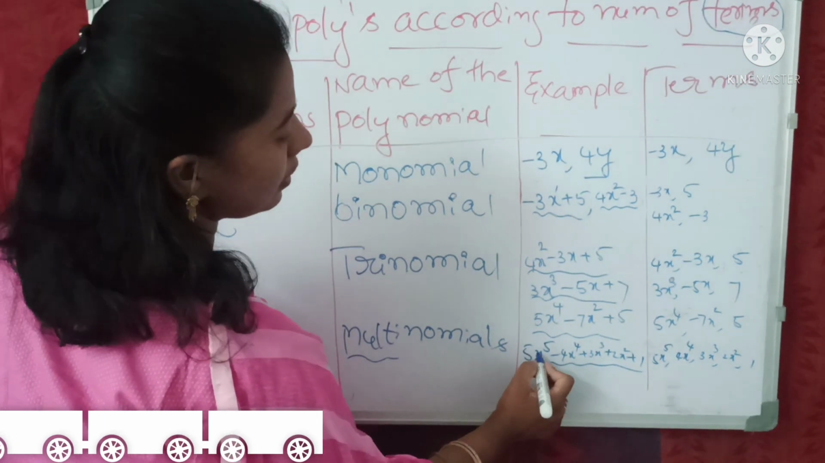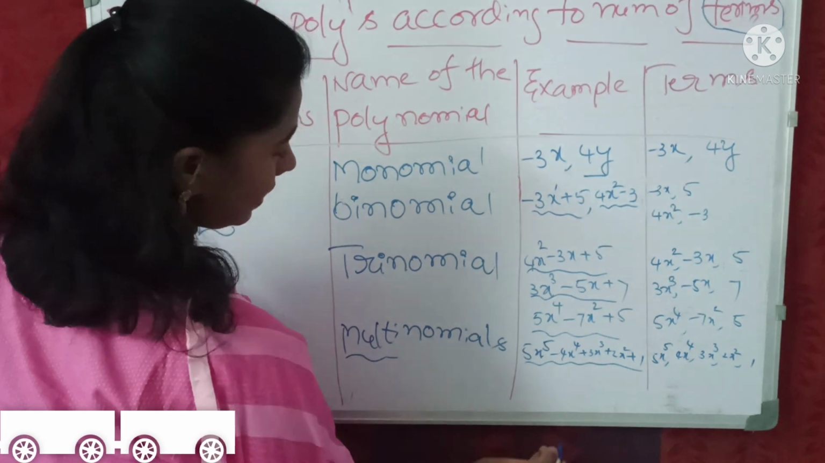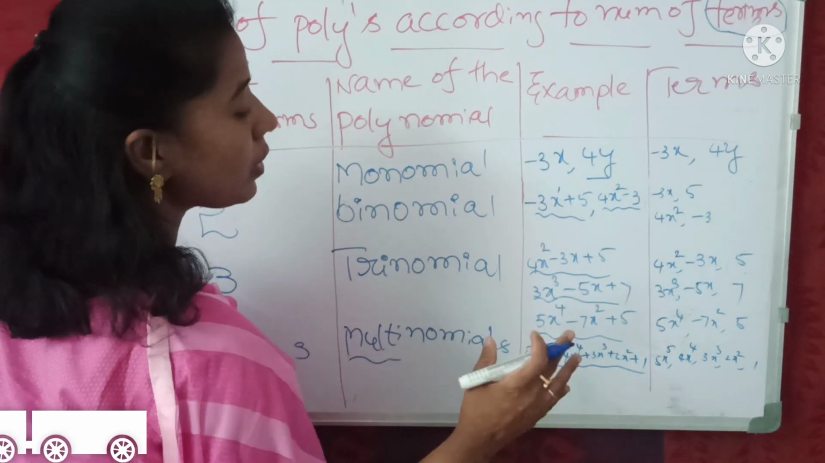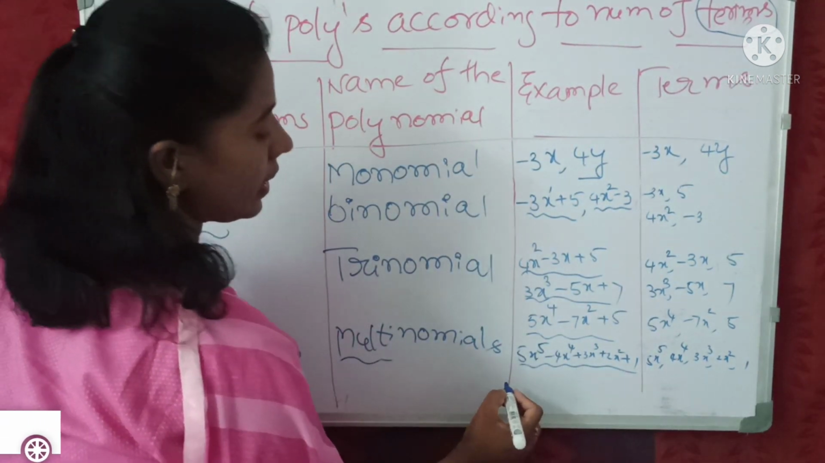We can choose the power of x to be anything. We can write only a multinomial, with only more than 3 terms. It is called a multinomial. I write one more example.